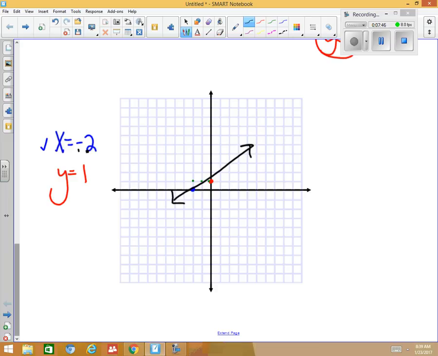Now remember, I told you I was going to show you a few shortcuts. This section has a lot of aha moments, okay? You'll be glad that you do that.